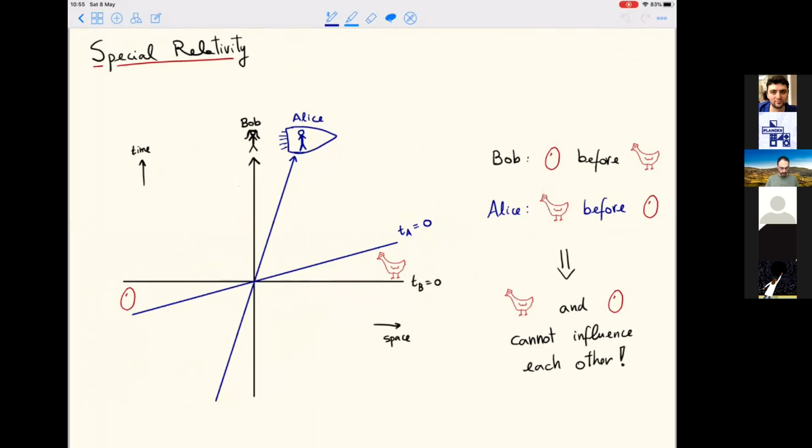Because Bob says, well, the egg is first, it has negative time, and the chicken has positive time, it is after t equals 0. But Alice is the opposite, right? Alice has the chicken with negative time, before t equals 0, and the egg after t equals 0. So Alice says chicken before the egg. Okay, so this is the basic principle of relativity of simultaneity that Einstein discovered, and therefore the chicken and the egg cannot influence each other.